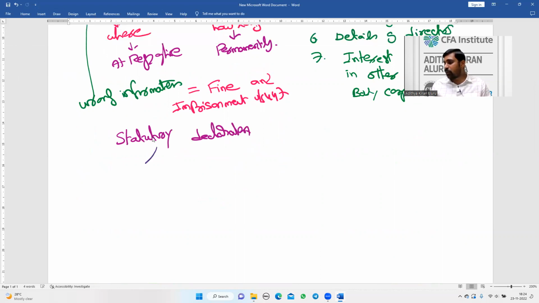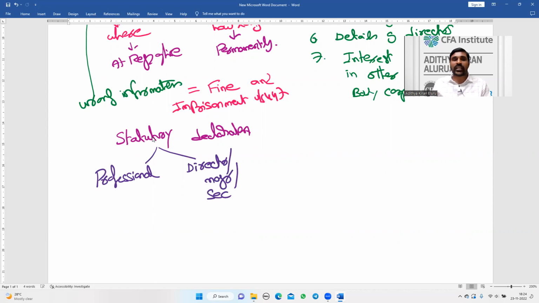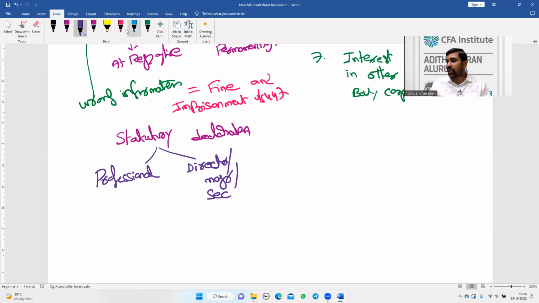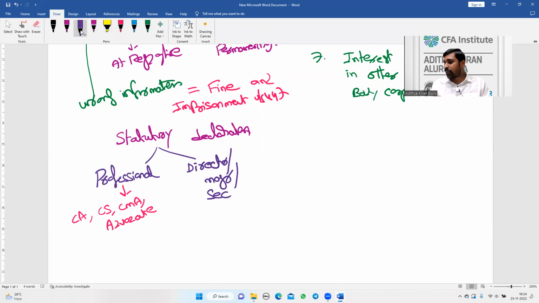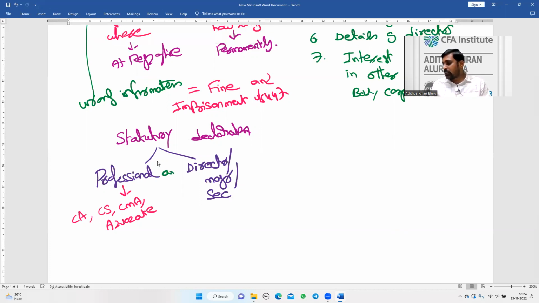Statutory declaration has to be given by two persons. One is the professional incorporating a company, and the other is a director, manager, or secretary of the company. So an outside independent professional engaged in incorporating a company has to give this certificate, along with the director, manager, or secretary. The Companies Act has given power to 4 professionals to incorporate a company: chartered accountant, cost accountant, company secretary, and advocate. The declaration has to be given by the professional and the director, manager, or secretary. This is and, not or. That means both persons have to give the declaration.